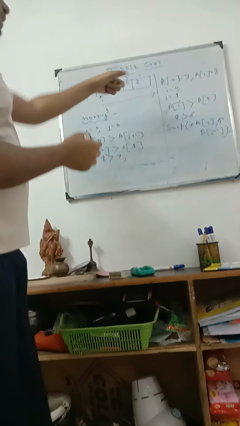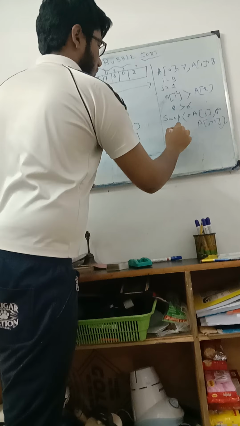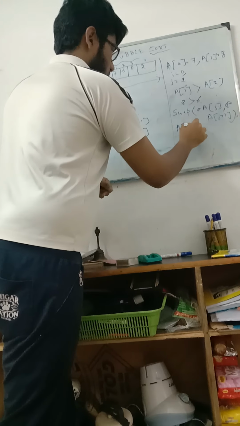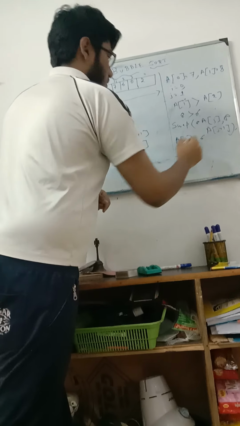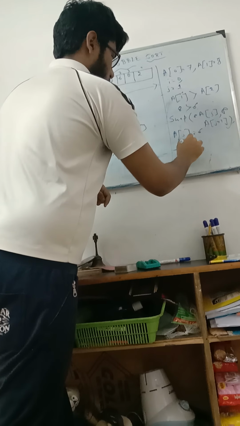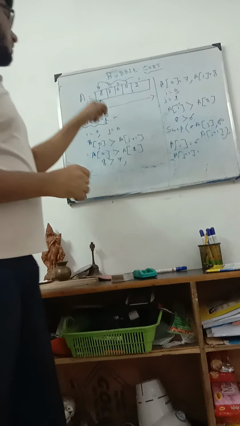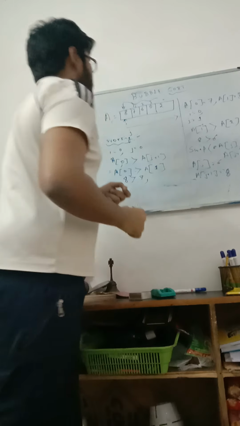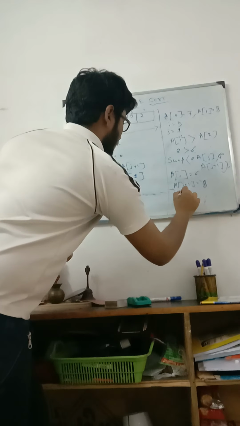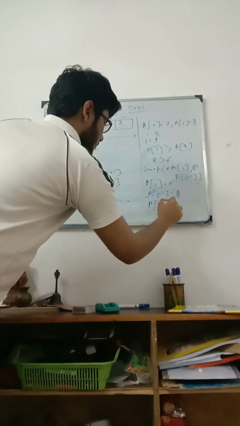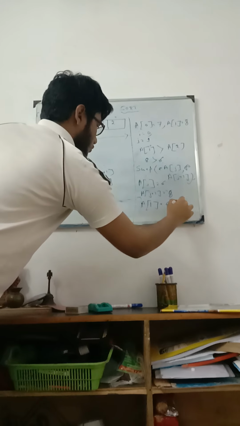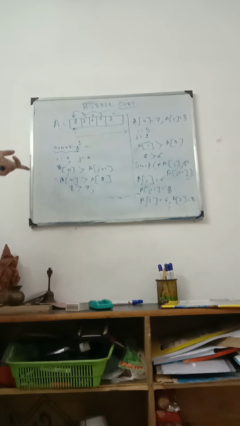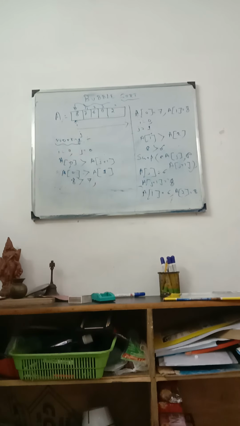So what will happen now? Now the value of a of j, which is 1, will be equal to 6, and the value of a of j plus 1 is equal to 7, but 8. So a of 1 is 6, and a of 2 is 8. So this is the procedure of how we are going to do it. Now if you pause this video, you can copy the working first.